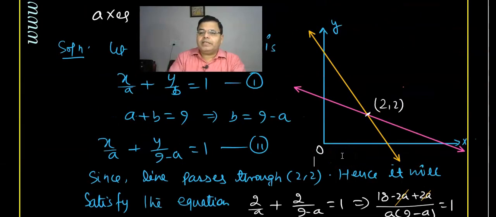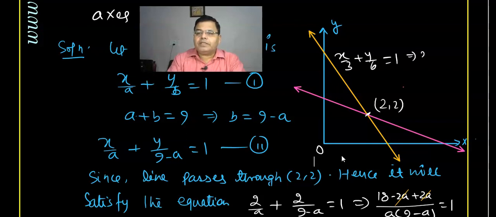2x plus y is equal to 6. This one, x by 3 plus y by 6 is equal to 1, or 2x plus y is equal to 6. This is the line. Here the x-intercept is 6 because it intersects at 6 comma 0. This intersects at 3 comma 0. So that is the line.